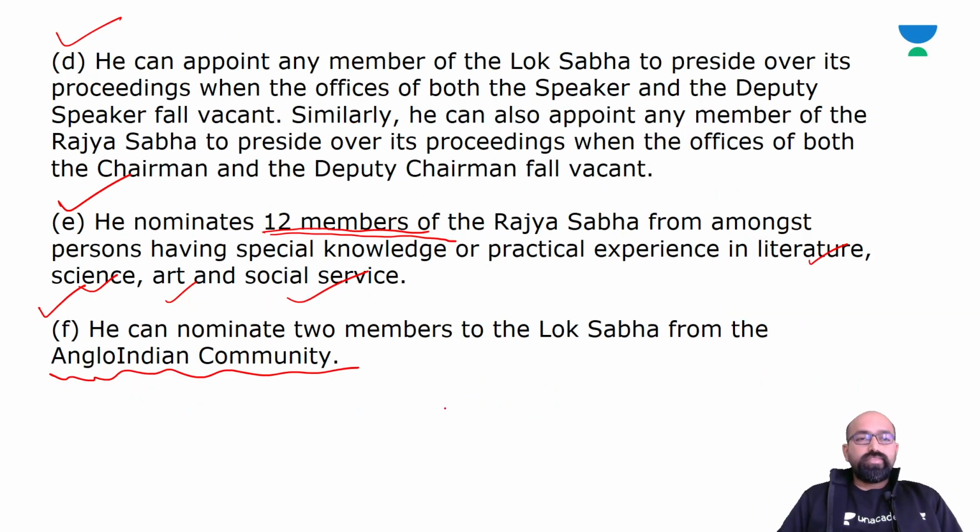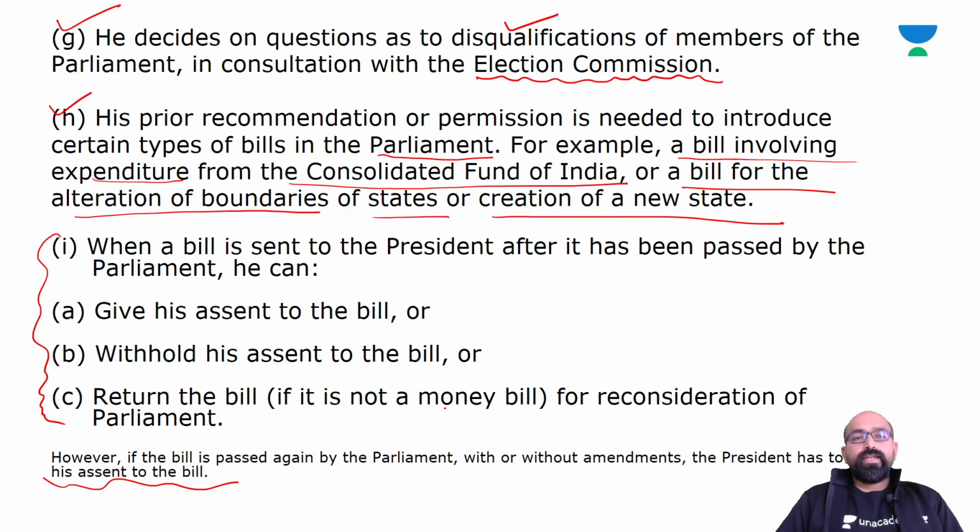Then he can appoint any member of the Lok Sabha to preside over its proceedings when the offices of Speaker and Deputy Speaker fall vacant, and in the case of Rajya Sabha, if the offices of the Chairman and Deputy Chairman fall vacant, then a member of the Rajya Sabha is appointed by the President to preside over the proceedings. He nominates 12 members of the Rajya Sabha from fields like literature, science, art, social service, and sports. He can nominate 2 members to the Lok Sabha from the Anglo-Indian community. He decides on questions of disqualification of members of the parliament in consultation with the Election Commission.